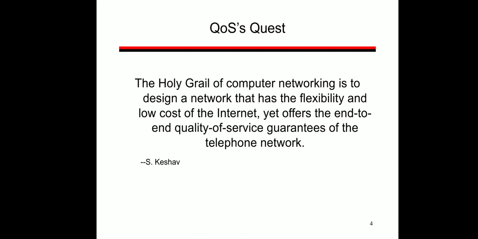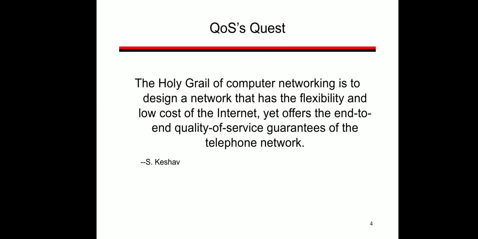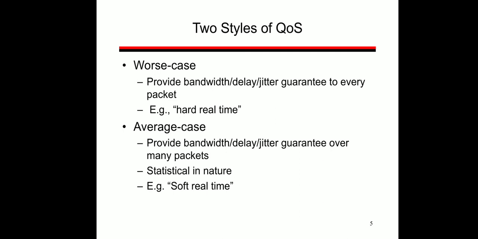So, quality of service cost. The holy grail of computer networking is to design a network that has the flexibility and the low cost of the internet, yet offers the end-to-end quality of service guarantees of the telephone network. That was said by S. Keshav, and we need to know about the two styles of quality of service.